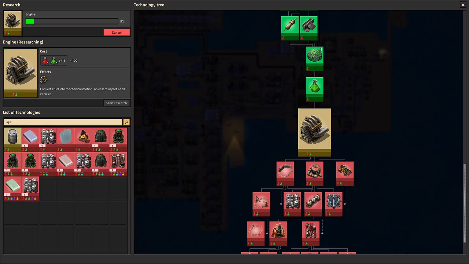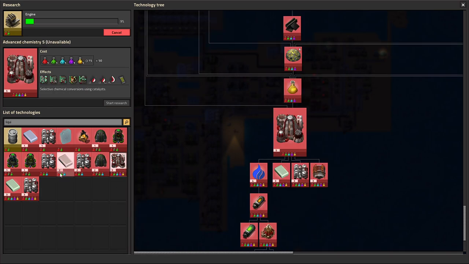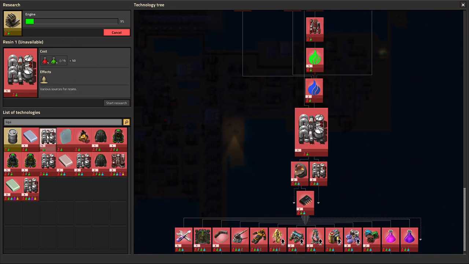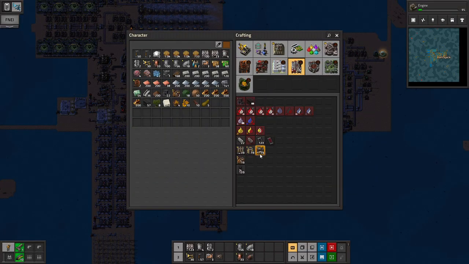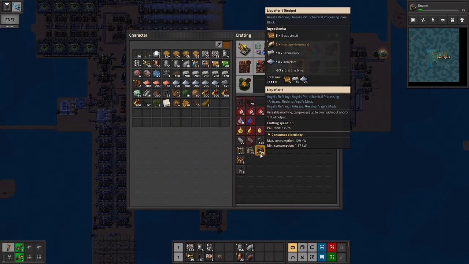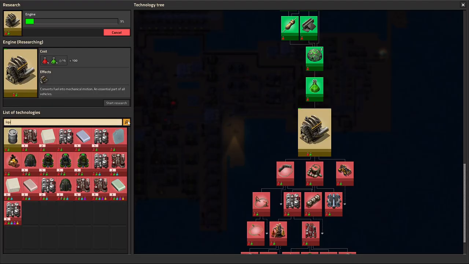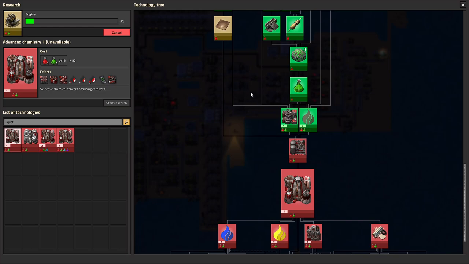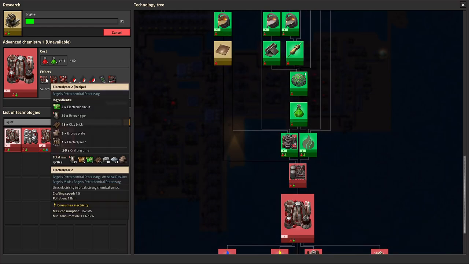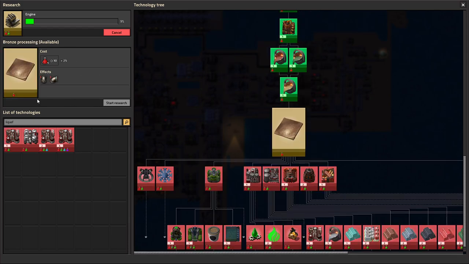Liquefier. What the heck is it called? Liquef. So, liquefier. Okay. It comes with that. We're definitely going to research that technology. But they need some bronze, which we do not have.